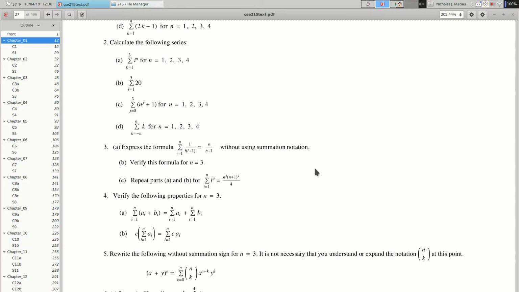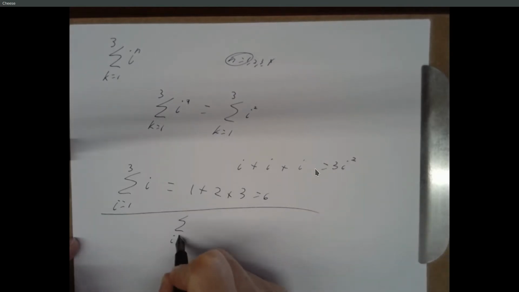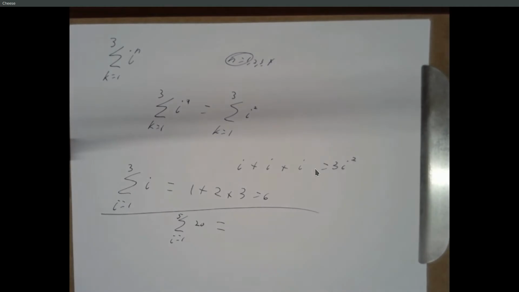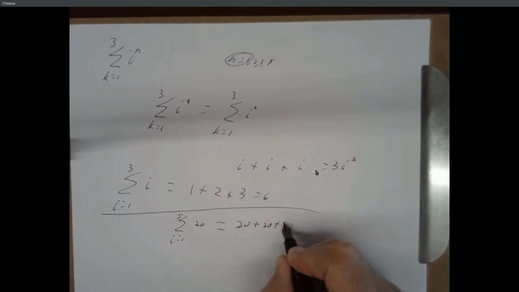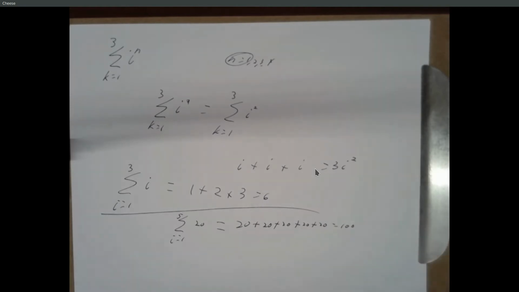Sum from i equals 1 to 5 of 20 is a good question. So what's that going to be? That's going to be 20 plus 20, 5 times. That's going to be 100. So think for loops, right? For i equals 1 to 5, sum equals sum plus 20, where sum starts off at 0.